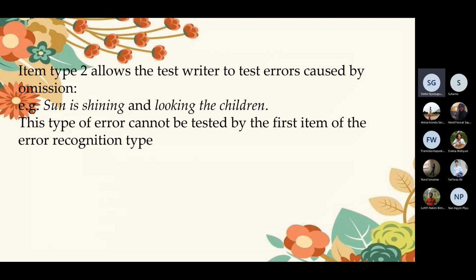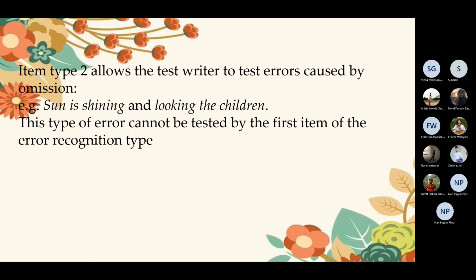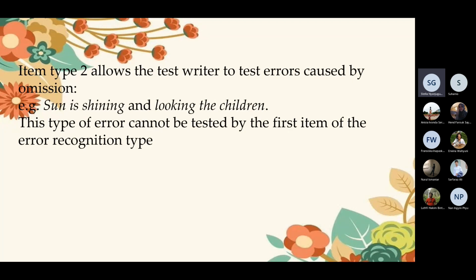So if you look at the type that was in the previous slide, for example, when you see "sun is shining and looking the children," there's something missing there. Because "sun is shining," maybe you should have begun with an article, "the sun is shining." That is the error your learners would have recognized. And when you say "looking the children," there's an omission there. So the omission is "looking at the children." So you cannot test this type of item as an error recognition, because this is not an error, this is an omission error. You're not identifying the error in the sentence, it's simply what has been omitted.